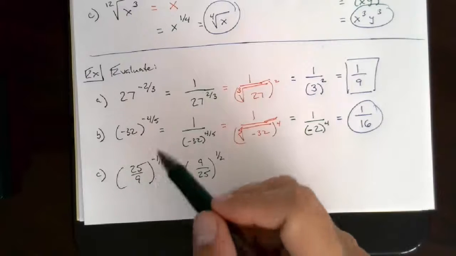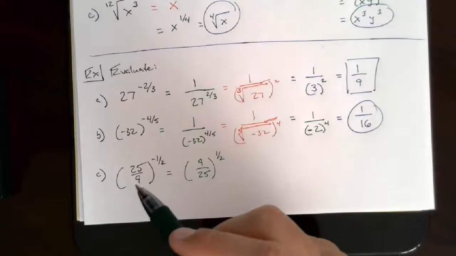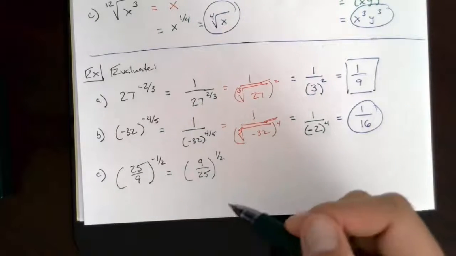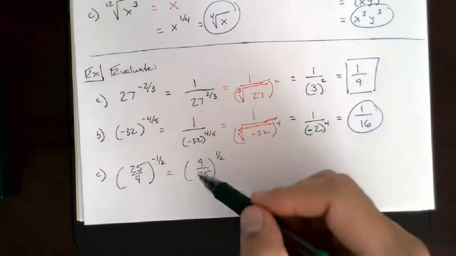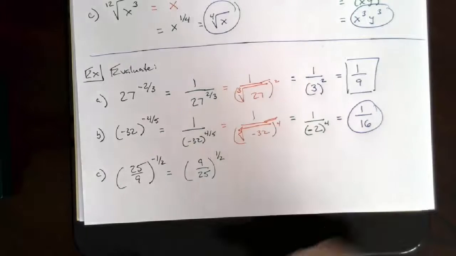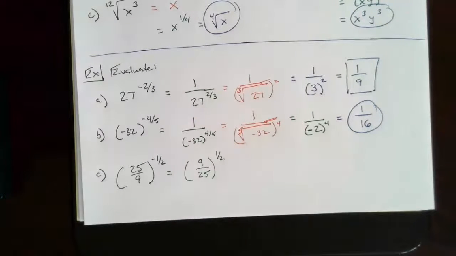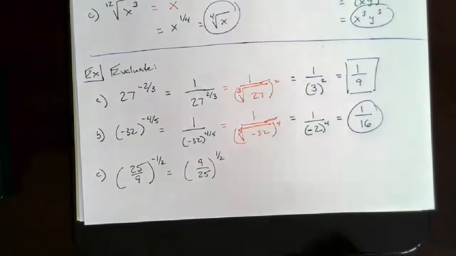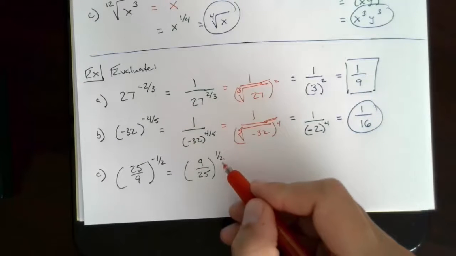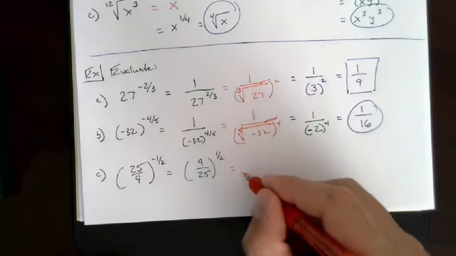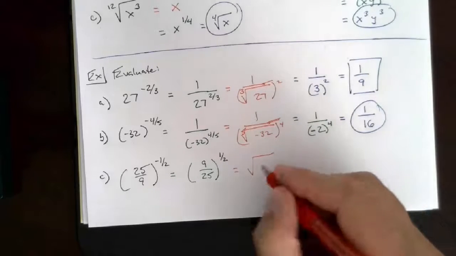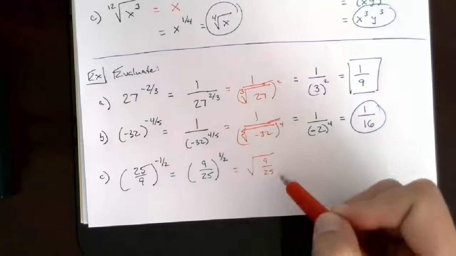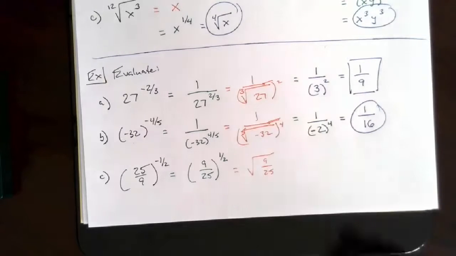If you wrote this as 1 over 25/9, the next thing you'd have to do is multiply by the reciprocal, but it gives you the same thing. So when you have a fraction to a negative exponent, you flip the fraction, take the reciprocal, and then make the exponent positive. Now that I have this, we can evaluate this 1/2 power. The 1/2 says to raise to the first power and then take the square root. So I'm going to take the square root of the whole thing, 9 over 25, and then raise it to the first power. Well, to the first power, anything is just itself, so I'm not going to write it there.